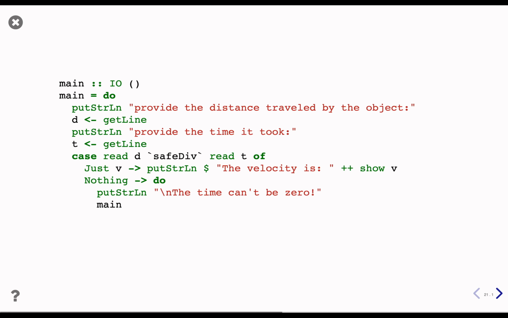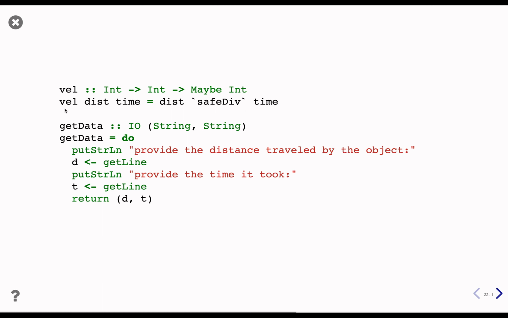But wait, what if the user doesn't write valid numbers as input? What if the user writes letters or symbols instead of numbers? In that case, the read function won't be able to parse the string, and you guessed it, our program halted. Worry not, we have a solution. But before that, I'm going to extract some functions so the code fits in the slides.